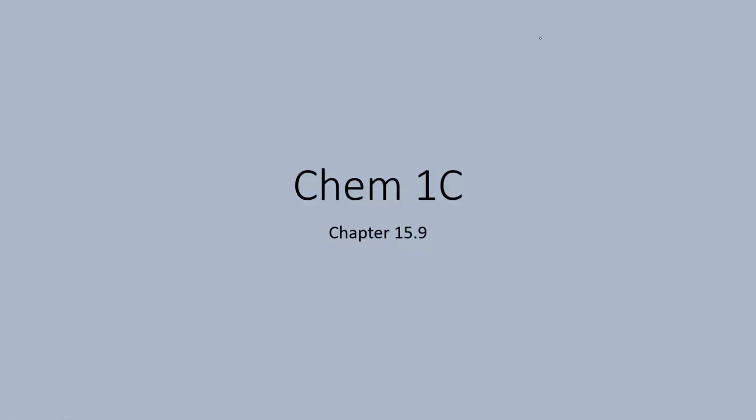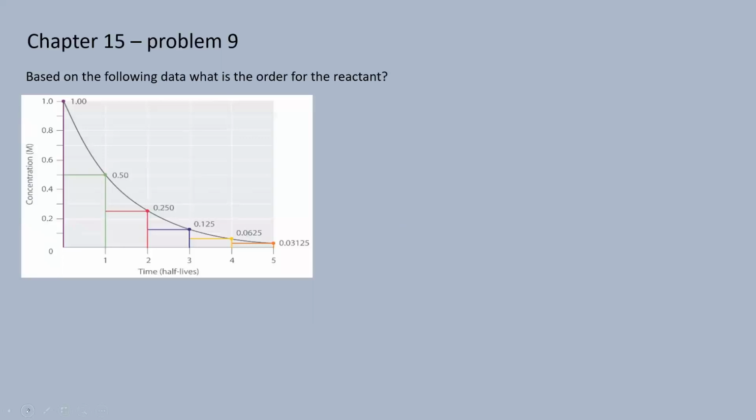Chapter 15, Problem 9. Based on the following data, what is the order for the reactant? What we are given here is time, but specifically, if you note, it's giving us half-lives versus concentration. So we need to understand, how does half-life relate to the order of the reactant?